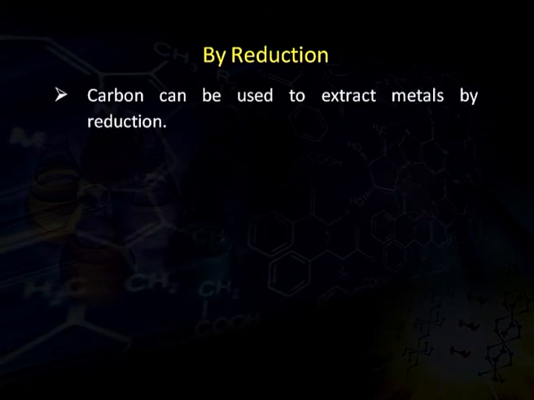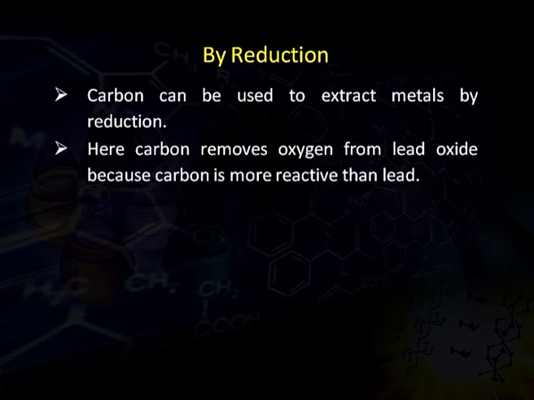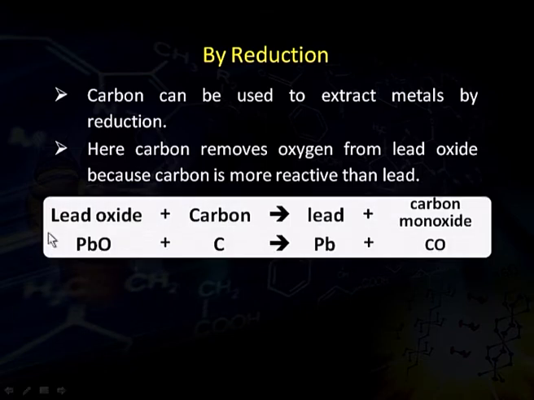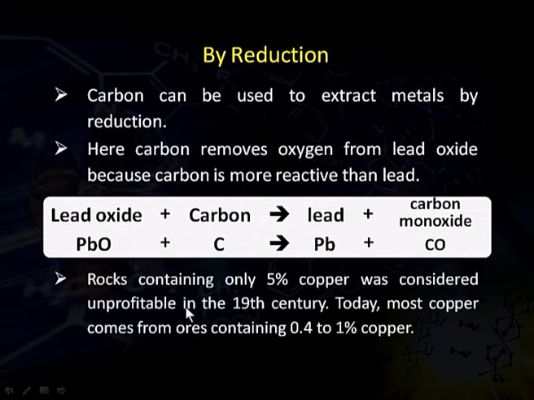Carbon can be used to extract metals by reduction. Here carbon removes oxygen from lead oxide because carbon is more reactive than lead. This is the lead oxide which is treated with carbon and changes into the metallic state of lead. Rocks containing only 5% of copper were considered unprofitable in the 19th century. Today, most of the copper comes from ores containing as low as 0.4 to 1% of copper.